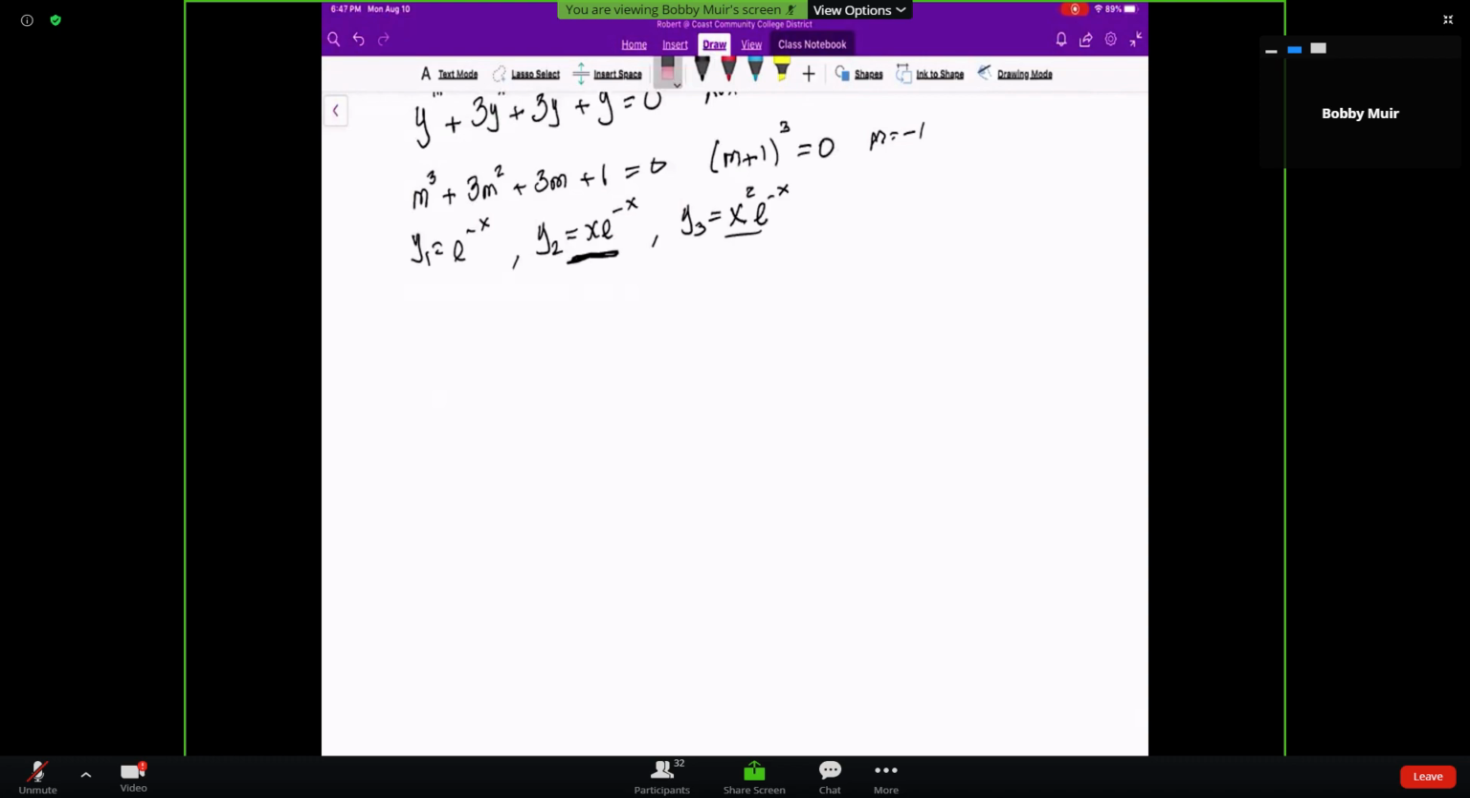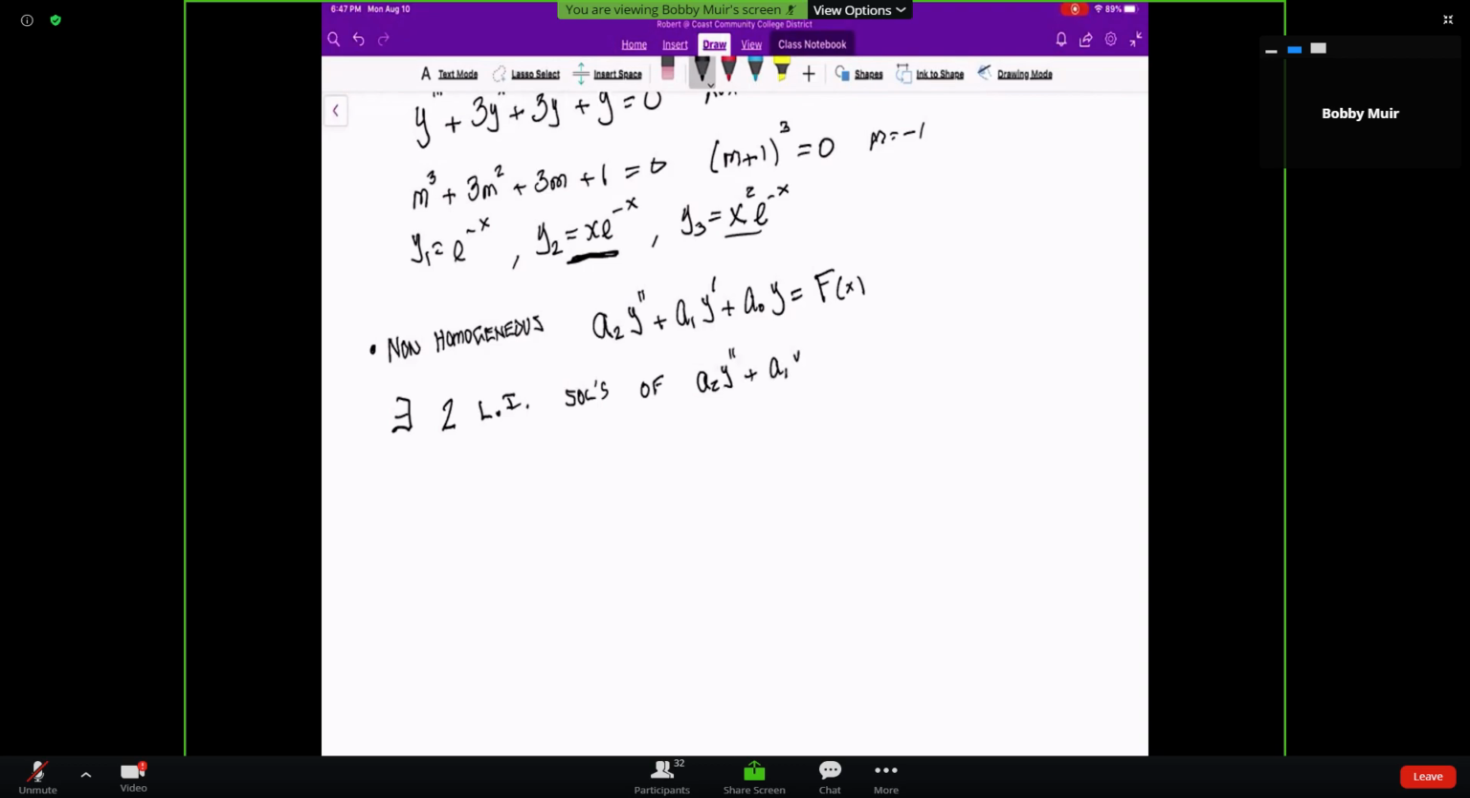Okay, so non-homogeneous. We still have constant coefficients: a2 y double prime plus a1 y prime plus a0 y equals some f of x. Now, here's what we know. There exist two linearly independent solutions, meaning non-multiples of each other, of a2 y double prime plus a1 y prime plus a0 y equals zero.